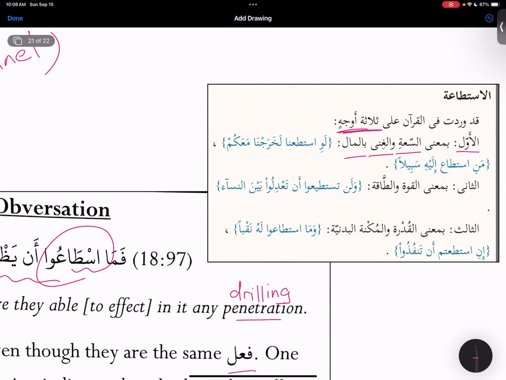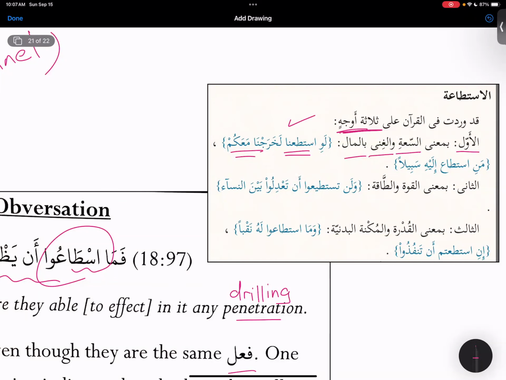So lavistatana la kharajna ma'akum. So they said that if we had enough wealth, la kharajna ma'akum, for sure we would have come with you guys, right? So this looks like the Munafiq are making an excuse that we do not have enough money, or I don't know if it is talking about believers, making an excuse for not going out for Tabuk, that if we had it we would have gone out. So this is financial over here, lavistatana.